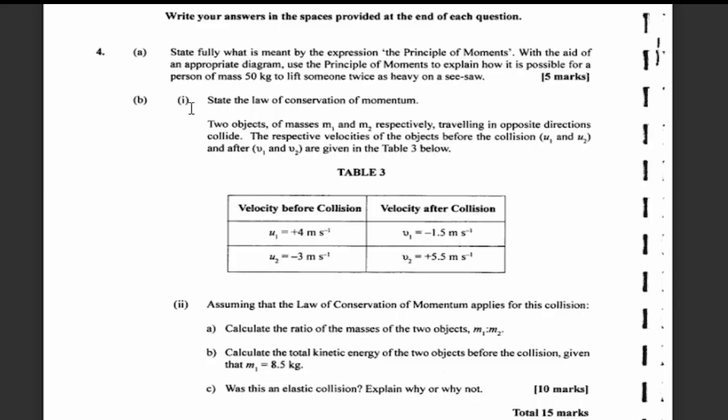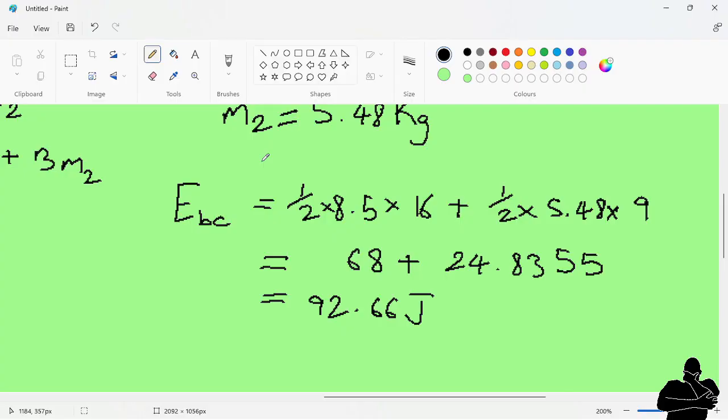Calculate the total kinetic energy before the collision. That is done. Now the question asks us, was this an elastic collision? Explain why or why not. Now, an elastic collision is a collision where energy is conserved as well as momentum. An inelastic collision is one where the energy is not conserved. Now, in order to judge if this collision is elastic, we would need to know the energy after the collision. That's one method of doing it, right? And that's the method that we're going to use.